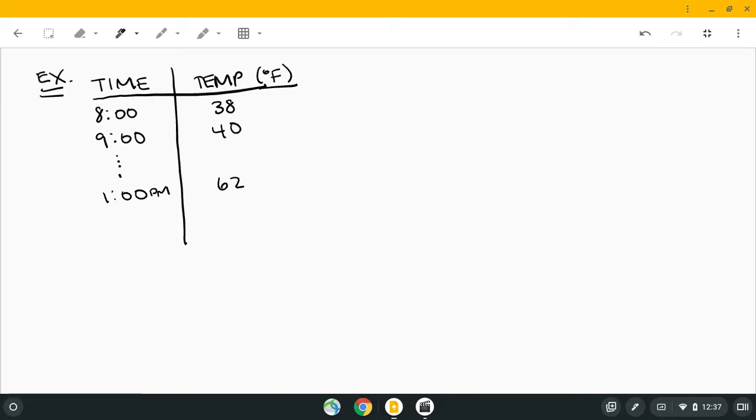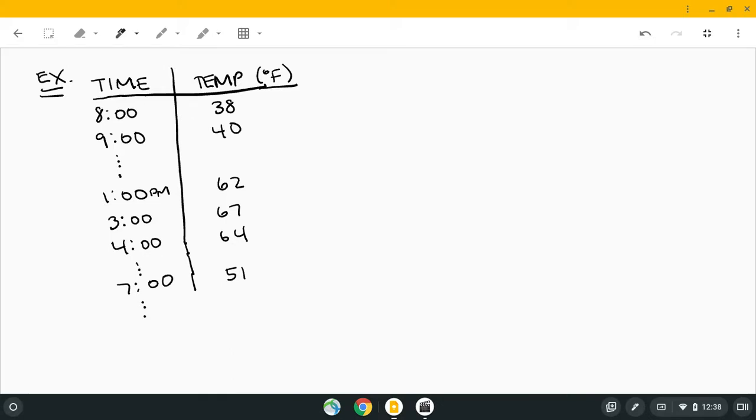And then 3 p.m., we are at 67 degrees. And then at 4 p.m., we are cooling down, 64. And then finally, here around 7 p.m., we are at 51 degrees. Okay. And there are more, but let's just use these.